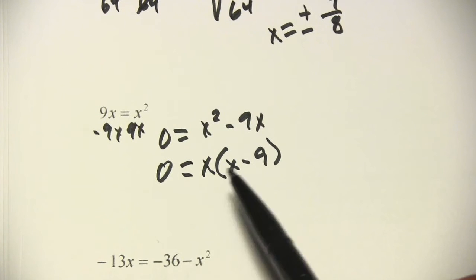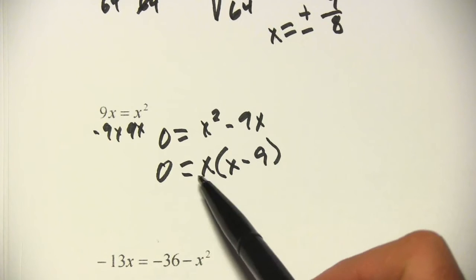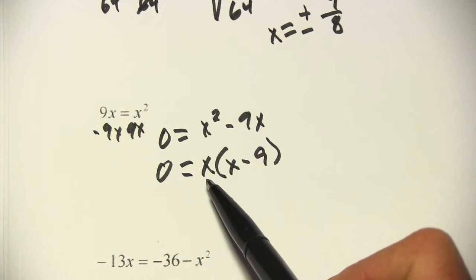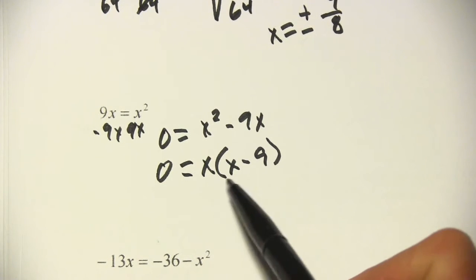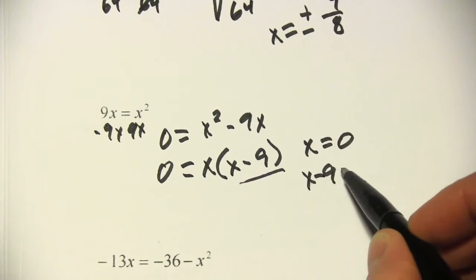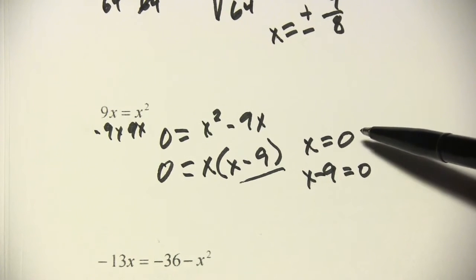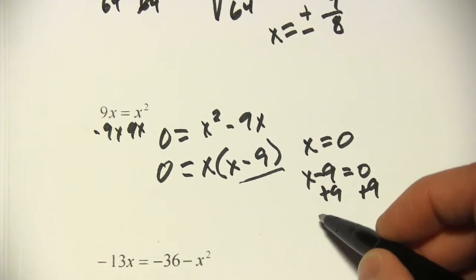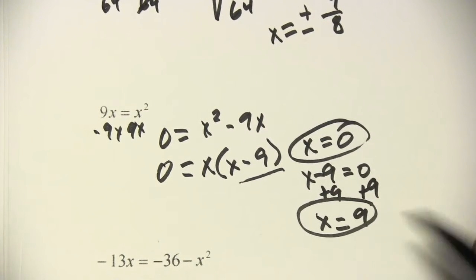Now, it doesn't look like it, but what I have here is really two equations. If these two things multiplied together equal 0, then this one either equals 0 or that one equals 0. So I'm going to set each of these factors equal to 0: x equals 0 and x minus 9 equals 0. Then solve them. Well, this first one's already solved. x does equal 0. This one, I just have to add 9 to both sides, and I get x equals 9. So my two answers there are 0 and 9.